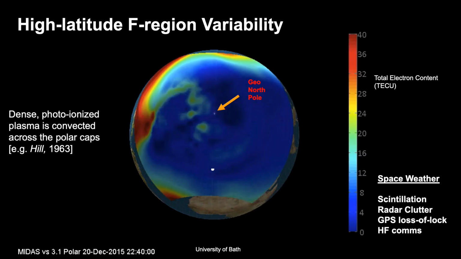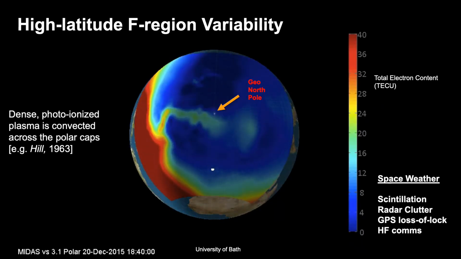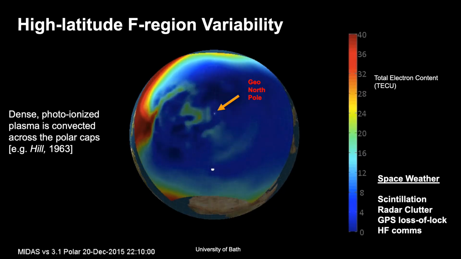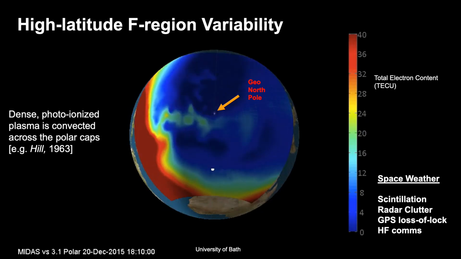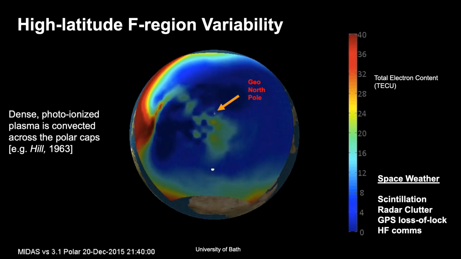So we can see dense plasma in the sunlit day side at lower latitudes, and this is convected into the polar cap as a tongue of ionization, which then breaks up into polar cap patches. This phenomenon occurs at most times of the year, but it's rarely observed in June or July.